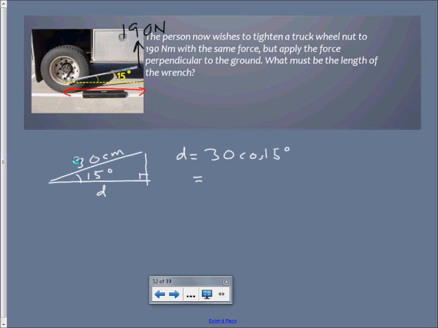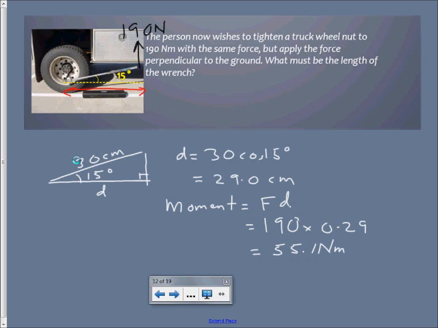And so if we work out 30 cos 15, we get 28.97 recurring, so it's really 29.0 centimeters. So the moment, in this case, force times distance, force was 190 times 0.29, remembering to change to meters again, 55.1 Newton meters.